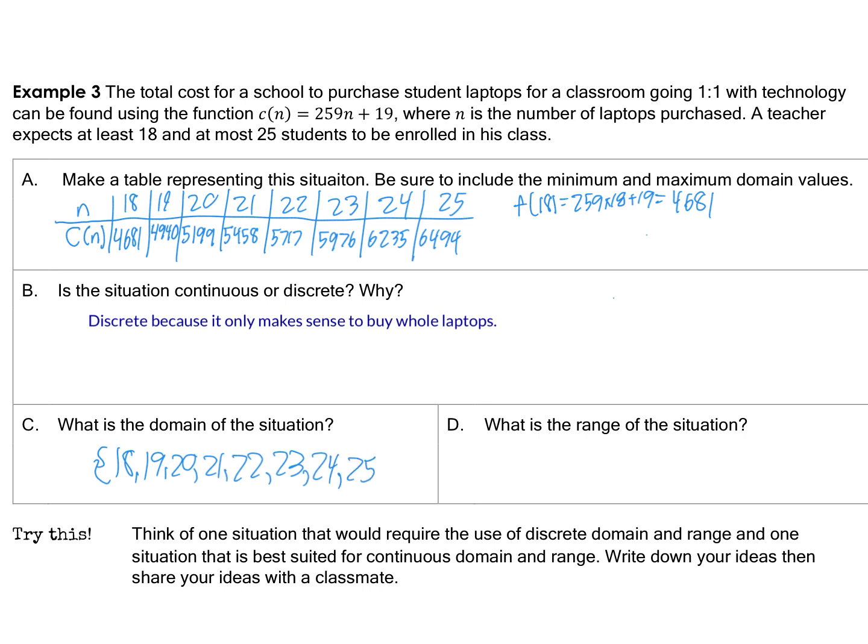And then we identify the range. In this case, the only possible values for the range are the C of n values: 4,681, 4,940, 5,199, 5,458, 5,717, 5,976, 6,235, and 6,494.